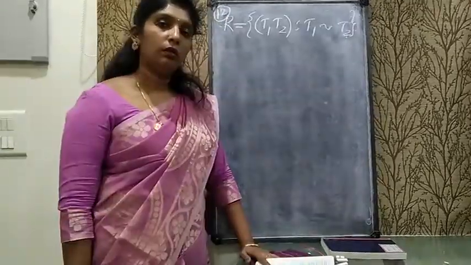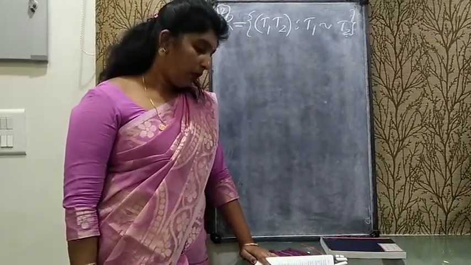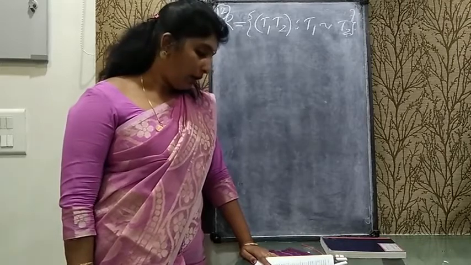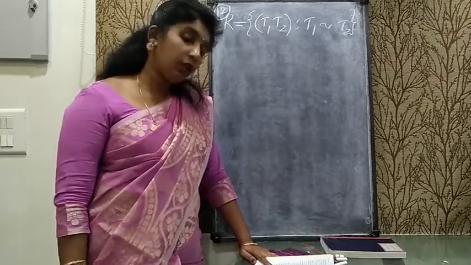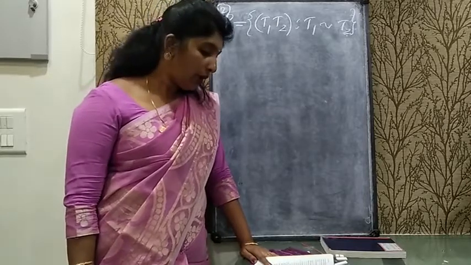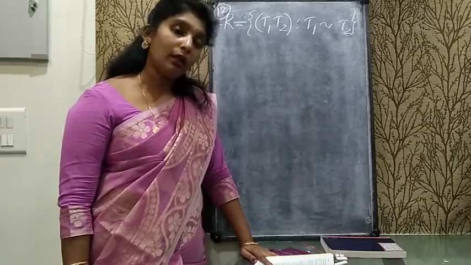Okay. Now I am going to explain question number 12. Show that the relation R defined in the set A of all triangles as R = {(T1, T2) : T1 is similar to T2} is an equivalence relation. You have to show that the relation is equivalent.